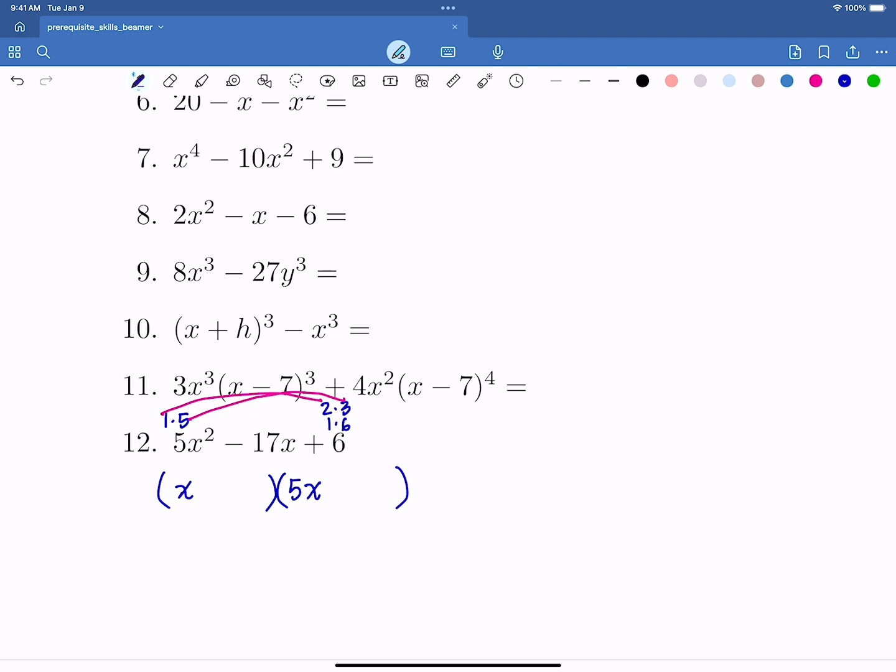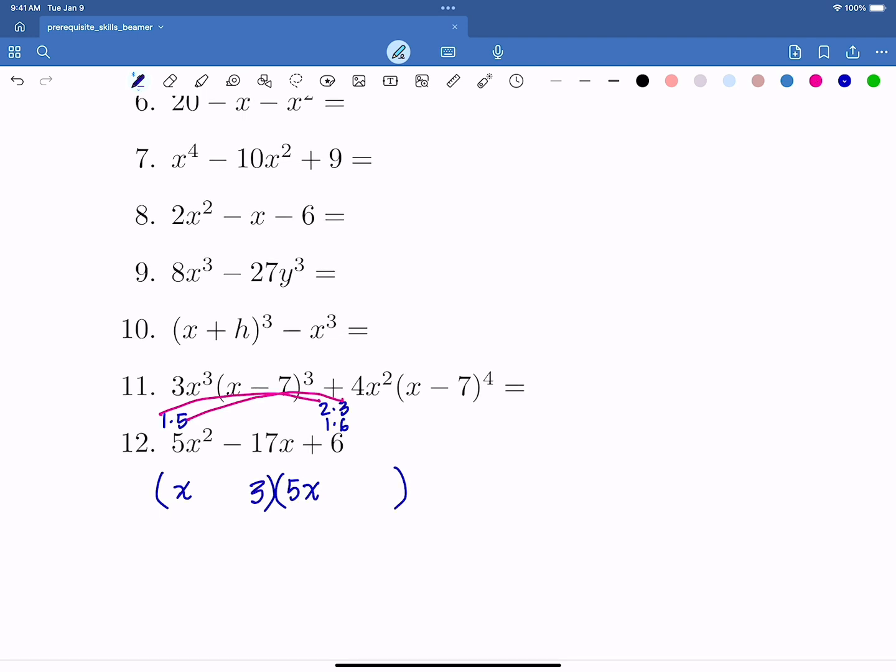The 5 needs to get multiplied by the 3, so the 3 has to go here to get that inner product, 3 times 5. And then this 1 right here needs to get multiplied by 2. So that's the outer product. The 2 has to go there. I want a positive 6, so when I multiply the 3 and the 2, I need a positive 6, so it's going to be either plus plus or minus minus. When I add the outer product and the inner product, I need to get negative 17, so it's got to be minus minus.